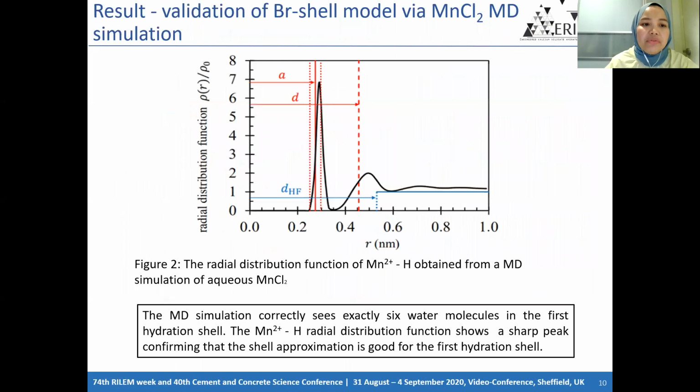And this is the result for the radial density function on aqueous manganese chloride obtained from MD. According to the radial density function, the agreement is impressive. Distance A that emerged from the fit almost coincides with the first hydration shell peak of the MD simulation. And the dashed line shows the distance D that emerged from the fit. Again, this sits in the region of the second hydration shell.